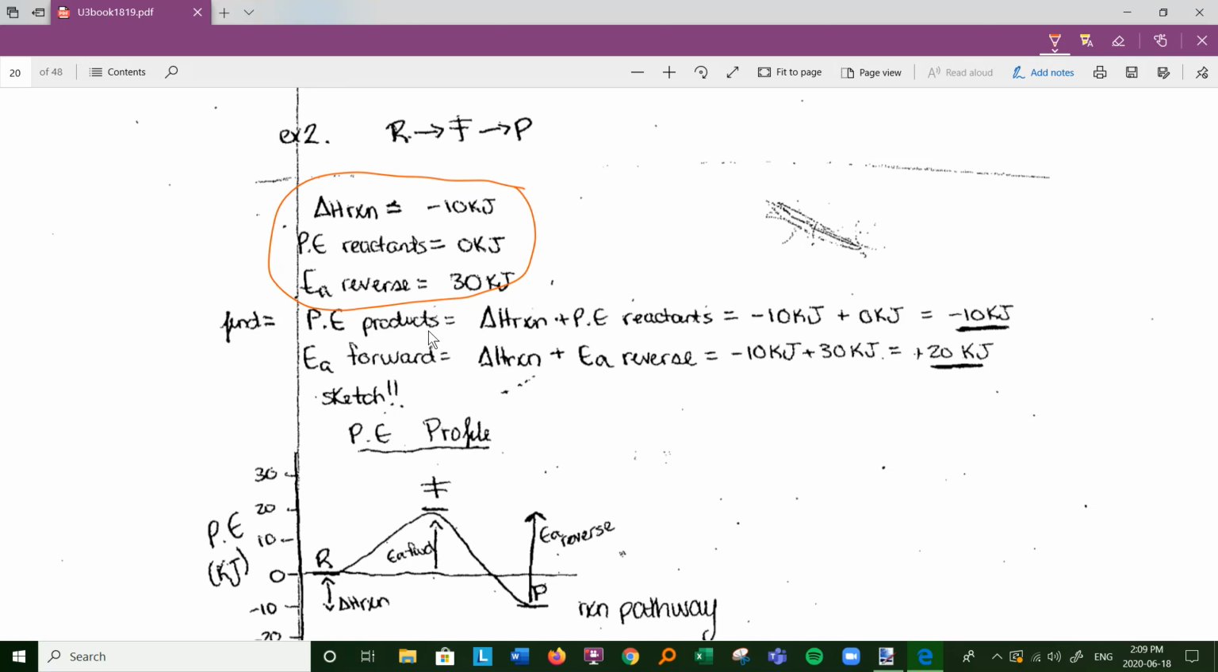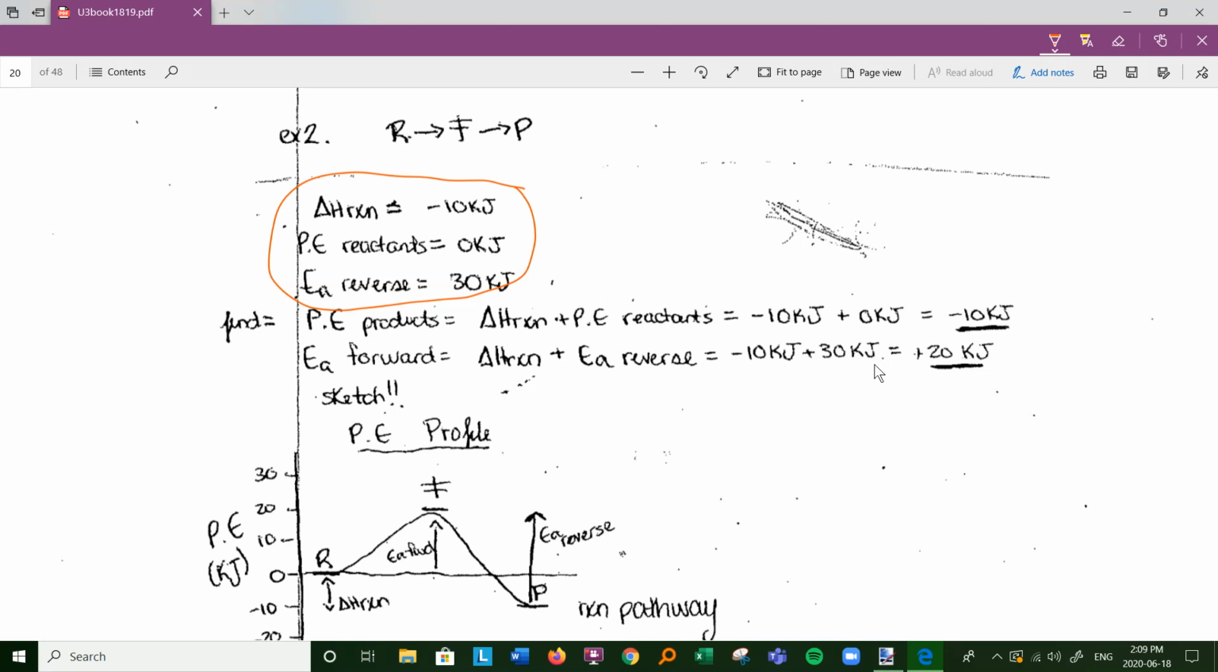So the products is delta H reaction plus the reactants. So that's minus 10 plus 0, so the products are 10 below. EA forward, if I isolate for EA forward, it's delta H plus EA reverse. So minus 10 plus 30, so it's 20. And again, I'm repeating myself, but so what? If your activation energy, forward or reverse, is negative, you've made a mistake. Okay, so EA forward is 20 kilojoules.